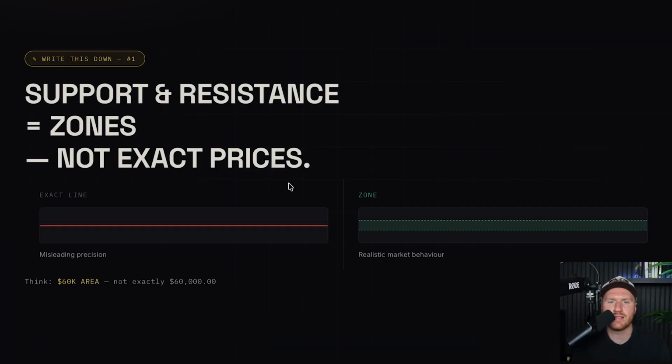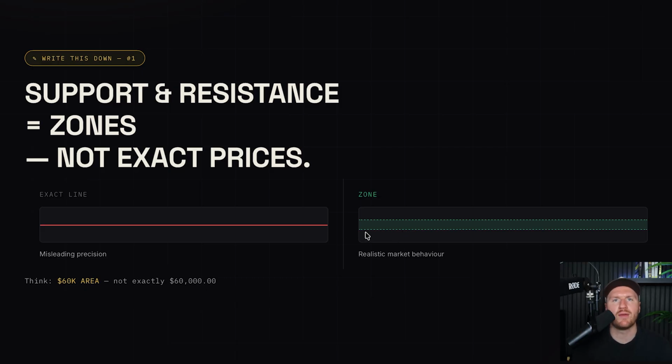So let's start the video really simple. Actually, write this one down to start. Support and resistance are areas of interest, not magical lines. So what does that mean? It means when I say support and resistance zones, it's an area where the price bounces. It's not one specific line.